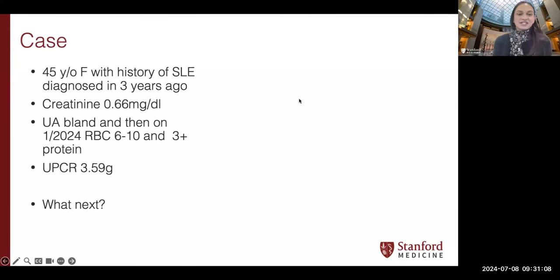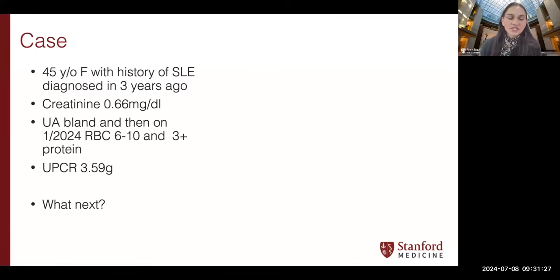So let me talk about a patient that I saw. I have this patient, she's 45. She has a history of lupus. She was diagnosed 3 years ago. She's been followed by her rheumatologist. She's put on a drug called hydroxychloroquine to treat her fatigue and joint pain. She gets put on a steroid taper.